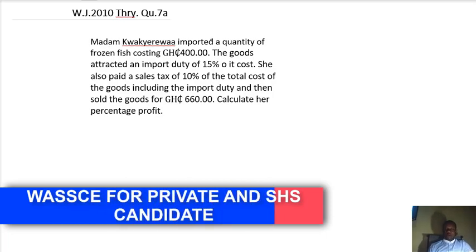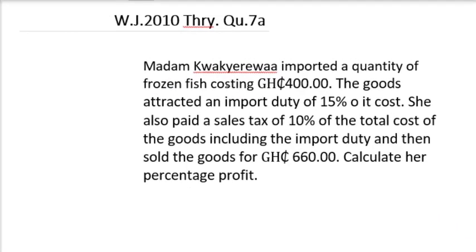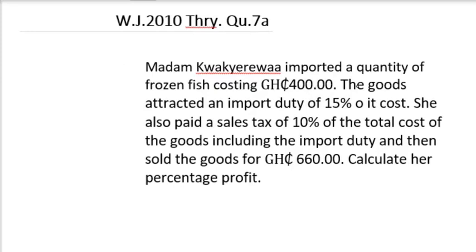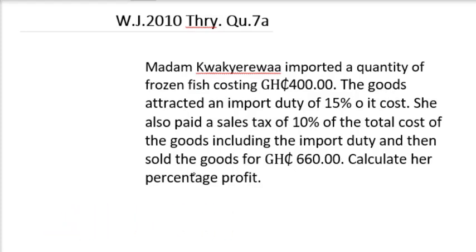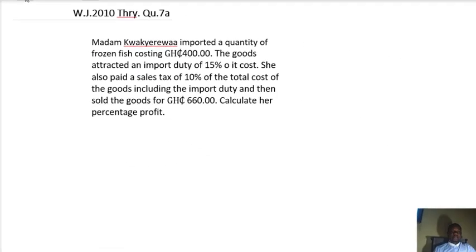Madam Kwanchewa imported a quantity of frozen fish costing 400 Ghana cedi. The goods attracted an import duty of 15% of its cost. She also paid a sales tax of 10% of the total cost of the goods, including the import duty, and then sold the goods for 660 Ghana cedi. Calculate her profit percent.